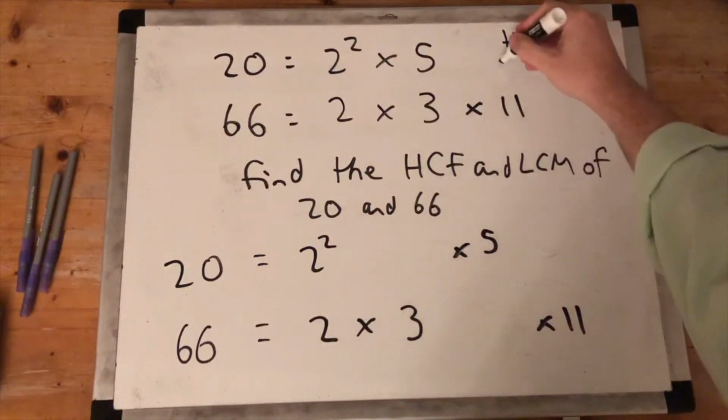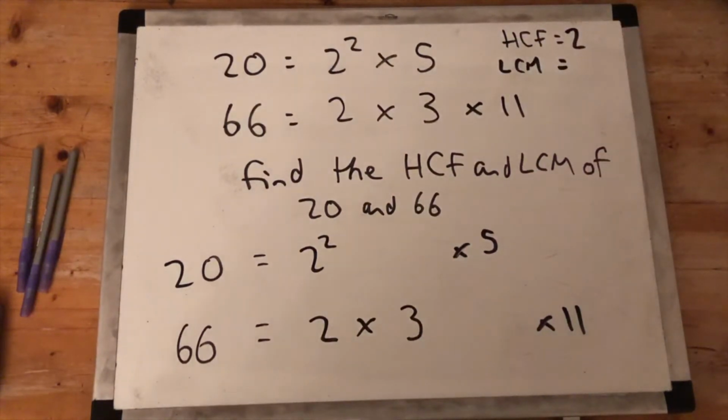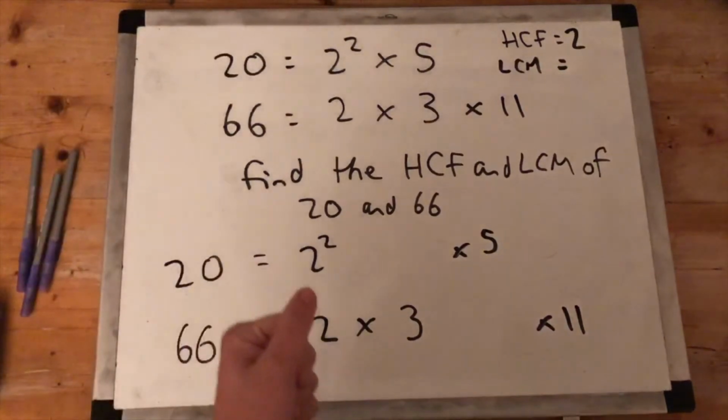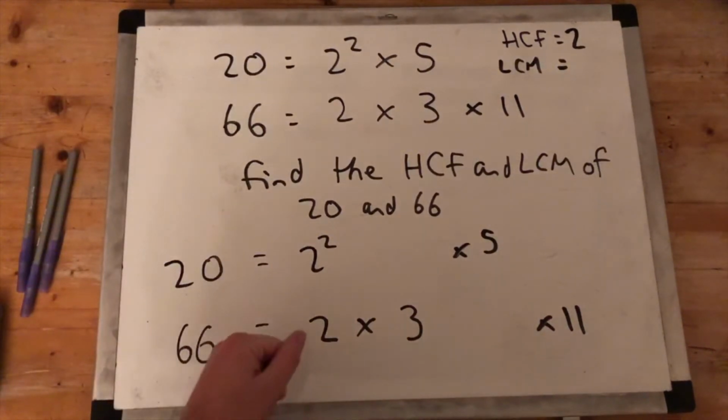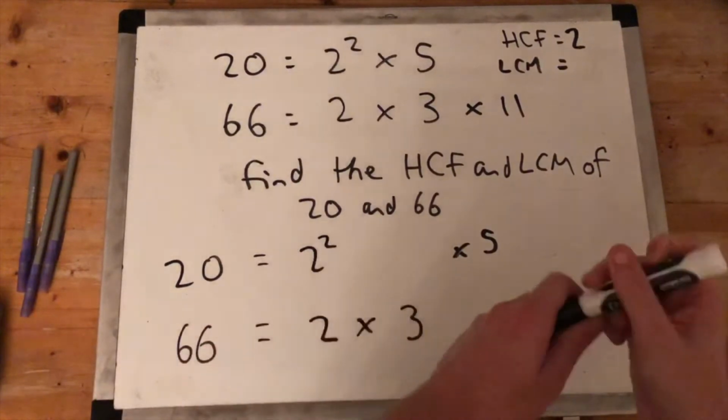For LCM, lowest common multiple, we're going to take the highest from each. Lowest common multiple means we're looking for the highest from each. So which is the highest? 2 squared or 2? 2 squared.